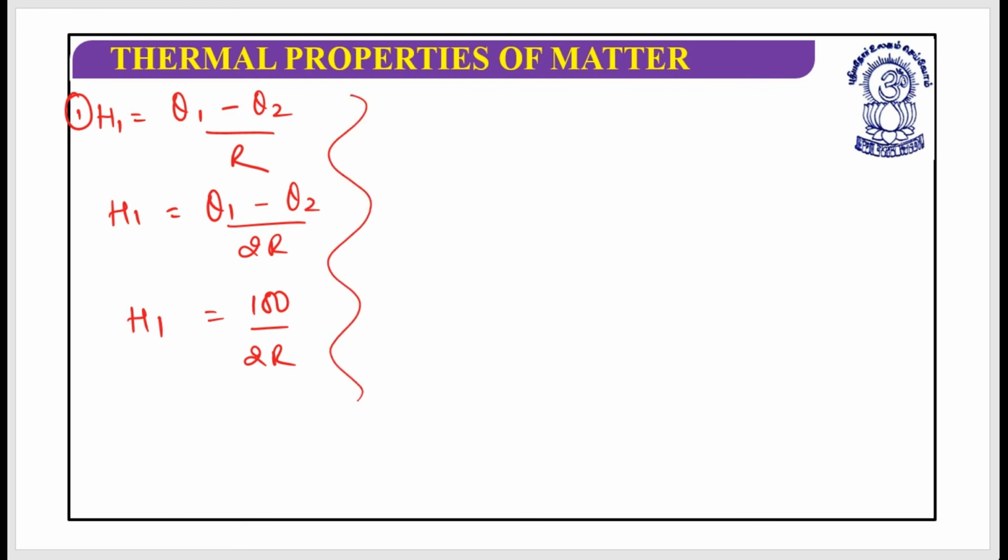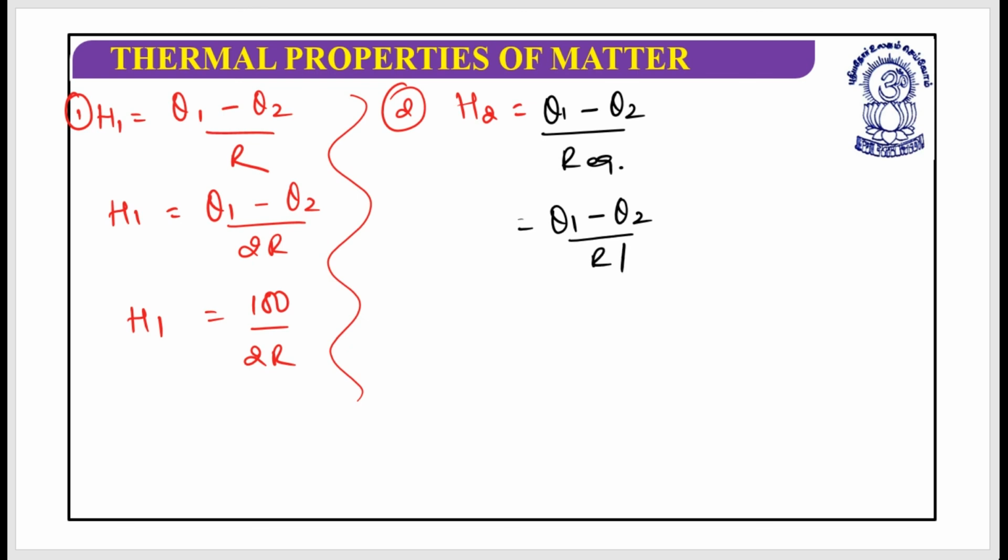Now in the second configuration, H2 is equal to theta 1 minus theta 2 divided by R equivalent. And R equivalent is R by 2. So this H2 is equal to 2 into theta 1 minus theta 2, that is 100, divided by R. I hope this is clear. Is it clear?